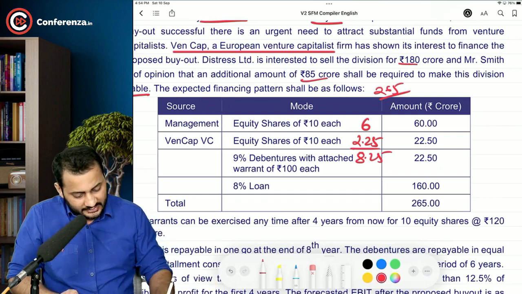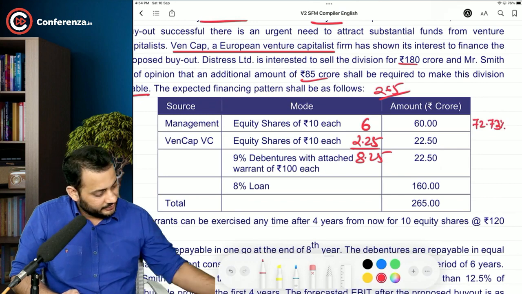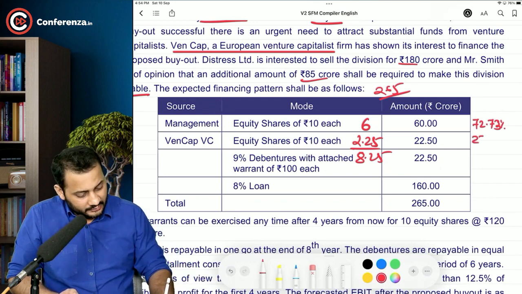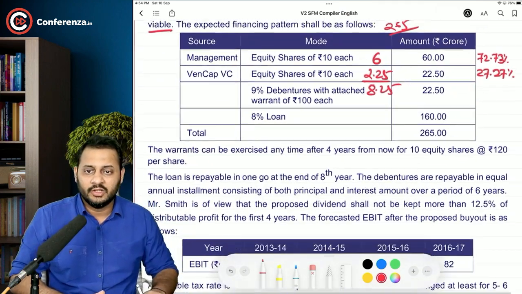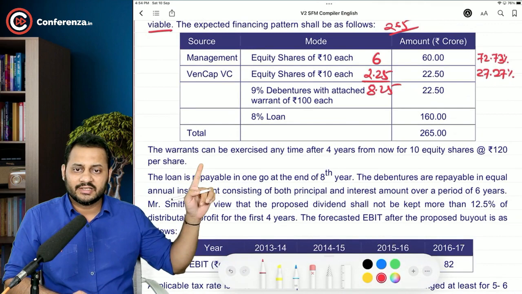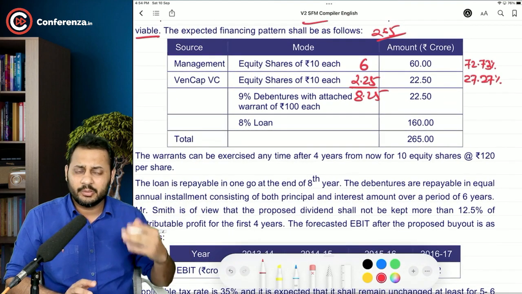Where we can say that the management is holding 72.73% and 27.27% by Vencap. This is the percentage of holding. Now, the warrants can be exercised anytime after 4 years. Now, which type of warrant?